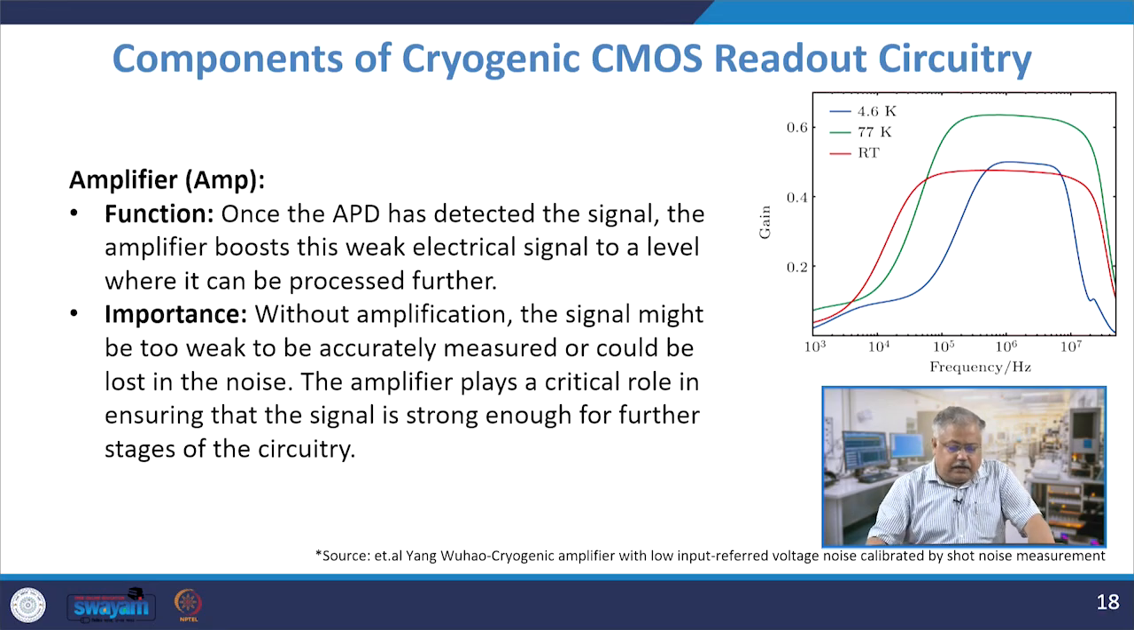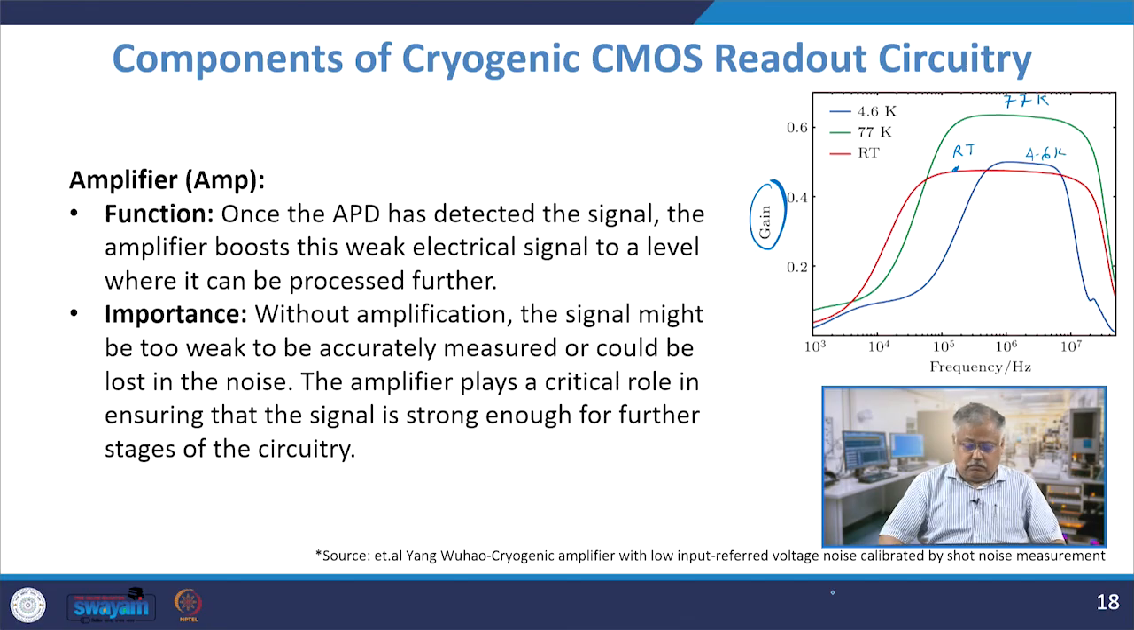Now, as I told you, if you look at the components of the cryogenic CMOS readout circuitry, this is the gain versus the frequency, and quite interestingly the red one is the room temperature, this is at 77 K and this is at approximately 4.6 K. So, the room temperature of course has the largest bandwidth, but it has a reduced gain, and at 77 K the bandwidth is also reduced, but the gain is relatively high. And at 4.6 K the bandwidth is very much minimized and the gain is intermediate between the room temperature and 77 K.